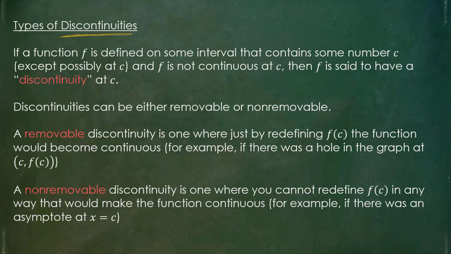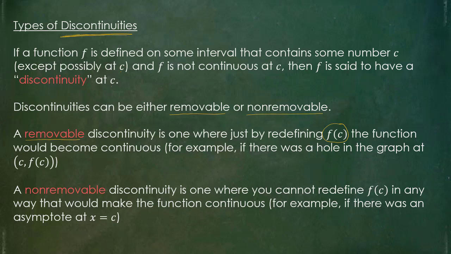The two different types of discontinuities we have are one that's called removable and another one that's called non-removable. Specifically, a removable discontinuity is one where if all I had to do was redefine this function at that value, that would then make it continuous. For example, if I had a hole in the graph, all I would have to do is redefine that hole to actually be a part of that function. So I could turn it into a piecewise where, at that specific number, I say its value was whatever the two limits from left and right actually equaled. We would call that a removable discontinuity.